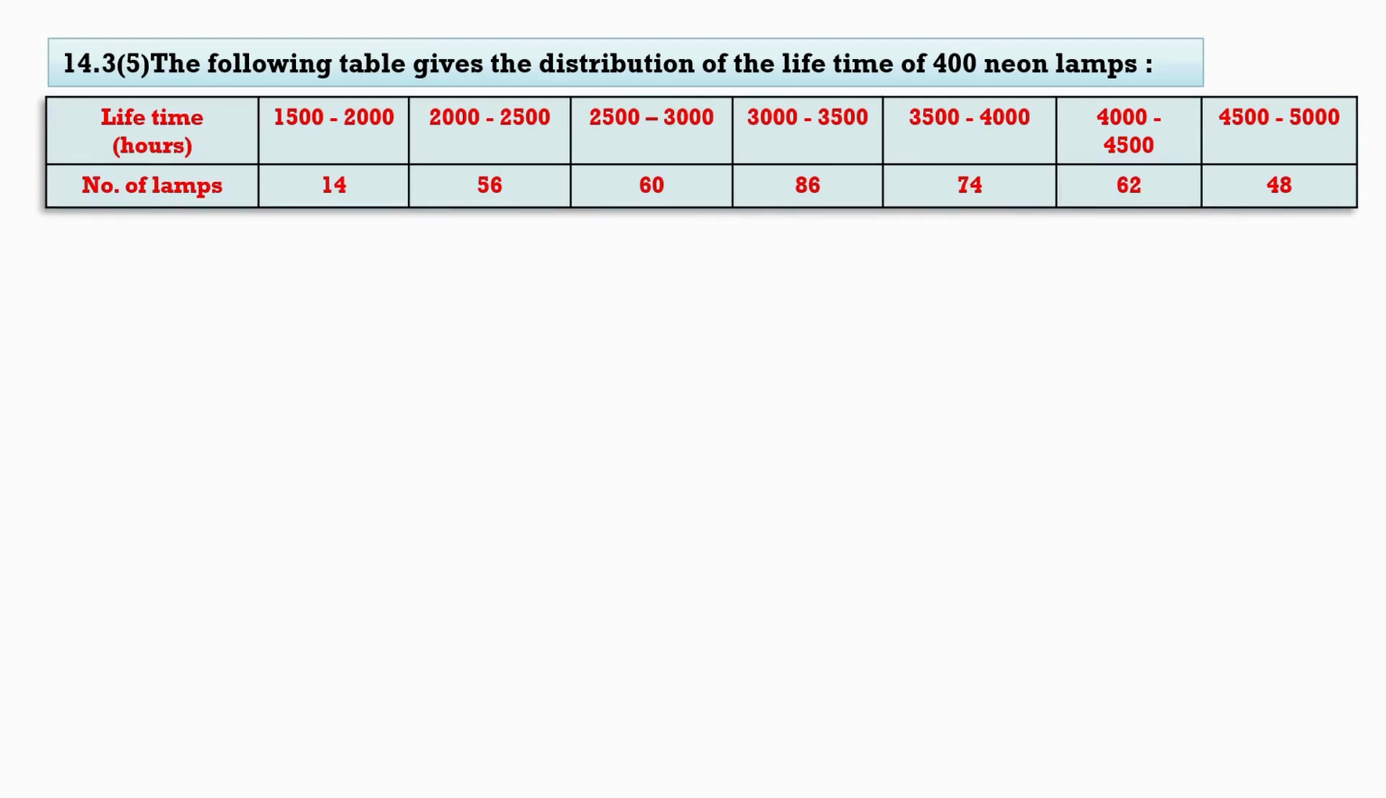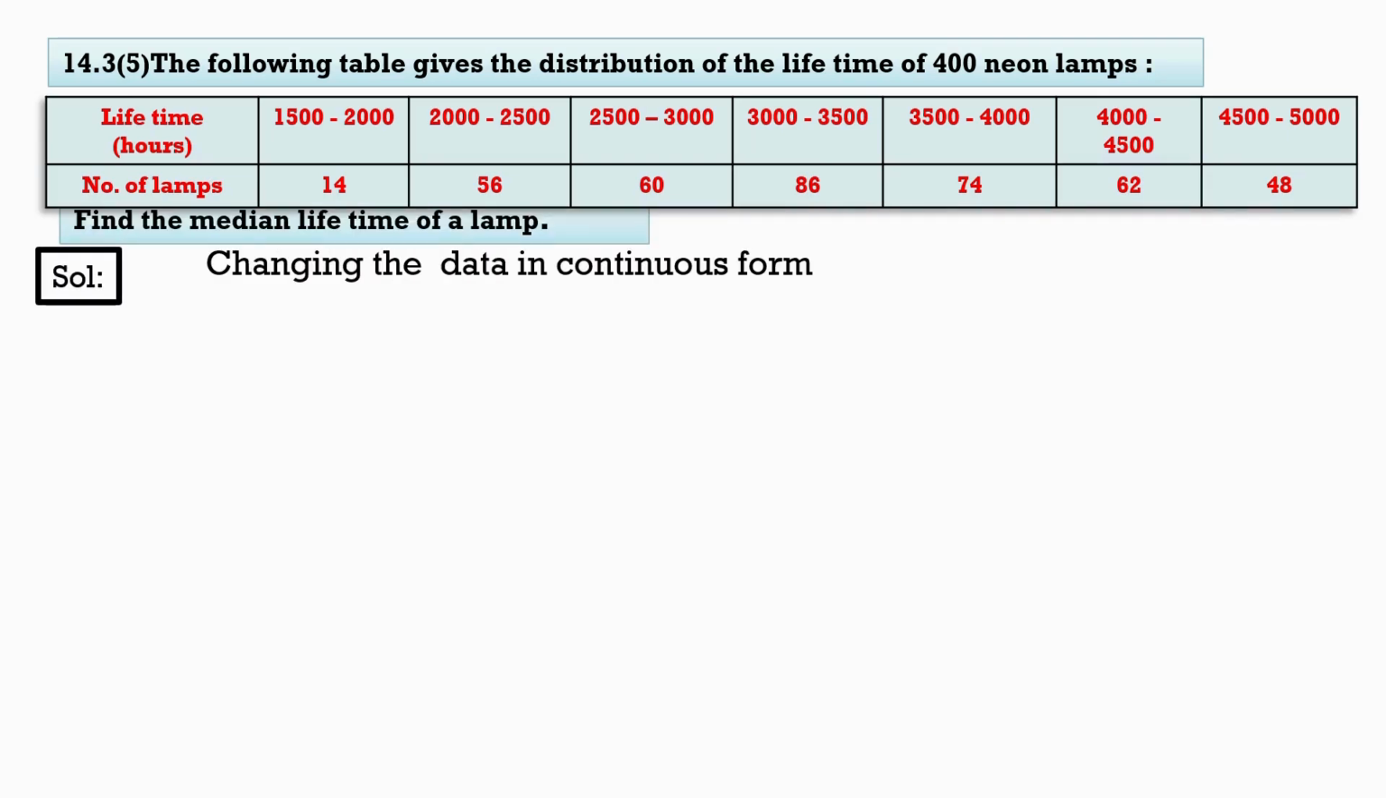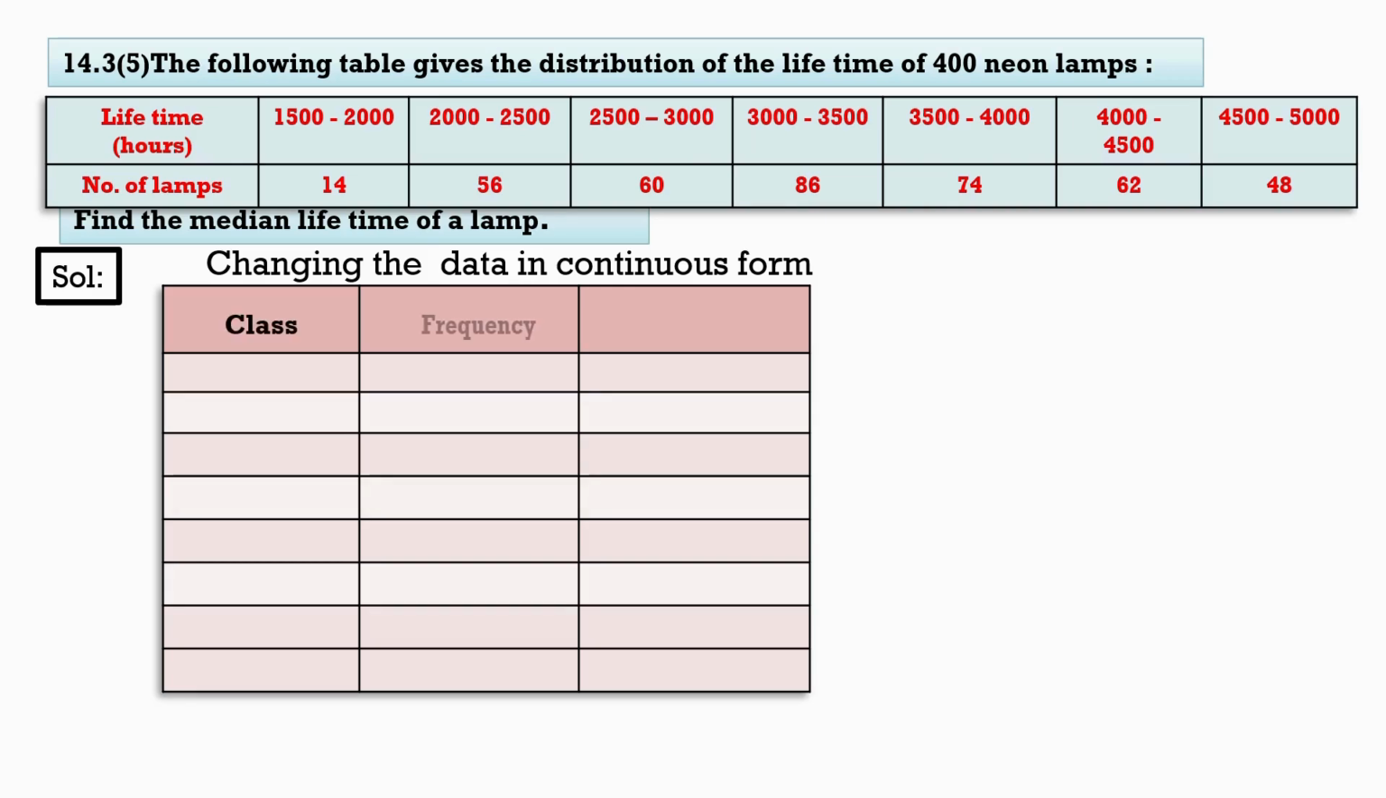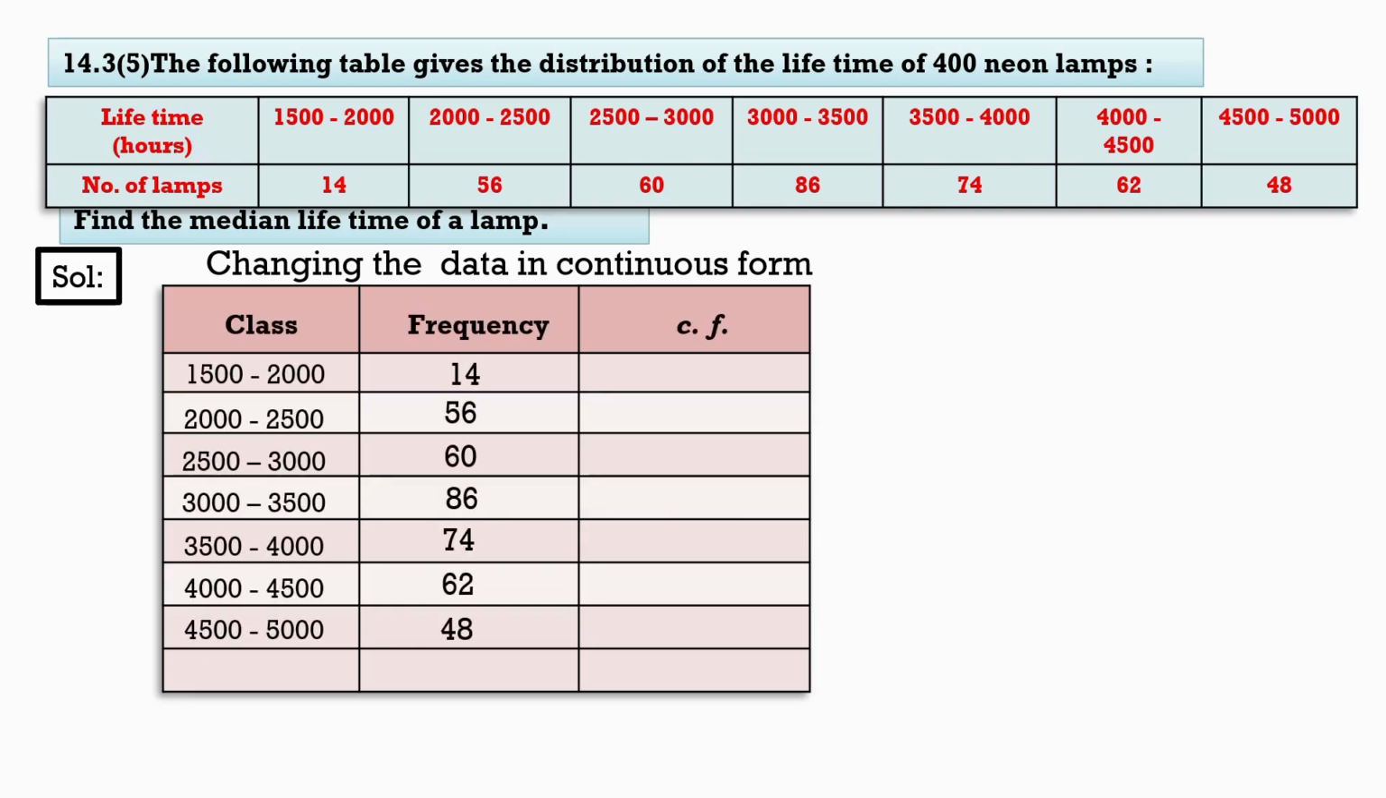In this question, the following table gives the distribution of the lifetime of 400 neon lamps. The lifetime in hours is given in the class interval, and the number of lamps is given. Find the median lifetime of a lamp. So let's take a look. First, changing the data into continuous form. Here the class interval is already given in continuous form, so we don't need to change anything. We will copy the class intervals as they are, and also the frequencies.